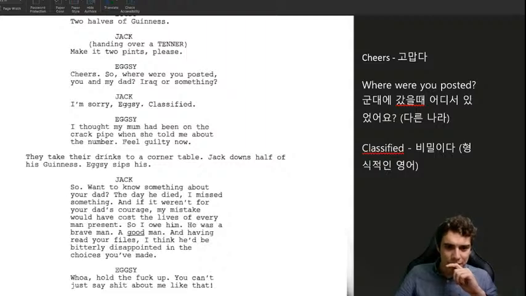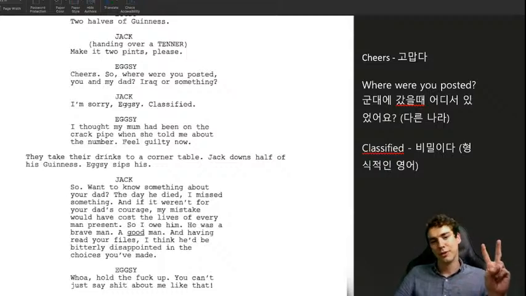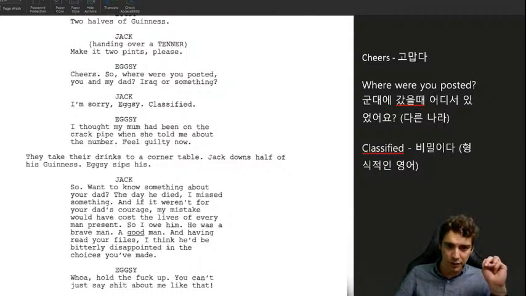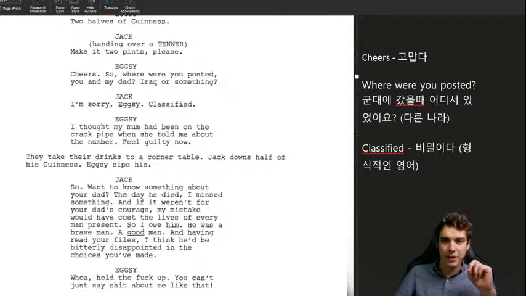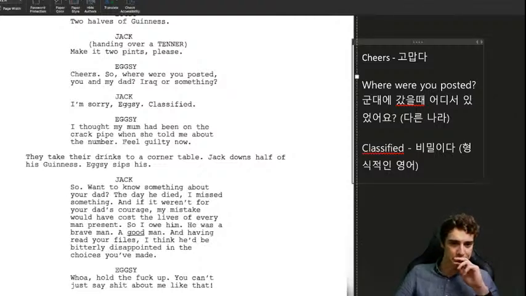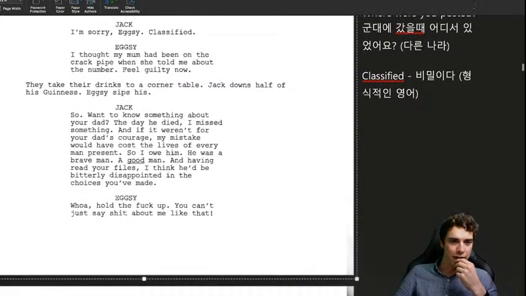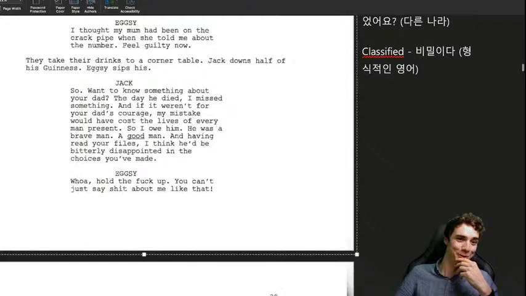같은 소리야. 주차하다. 두 잔. 두 병. 아, 두 잔. Sorry. 두 잔. 두 병 아니고 두 잔에 대해서 얘기하는 거예요. 아, 오케이. 너 어디서 posted 있었어? Right. So, classified. Anyway, let's skip this bit because I don't know the film too well.